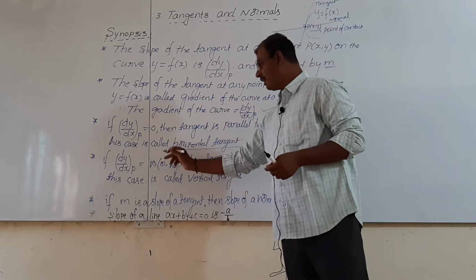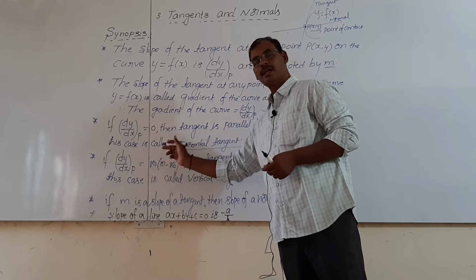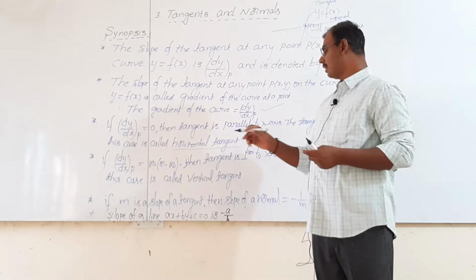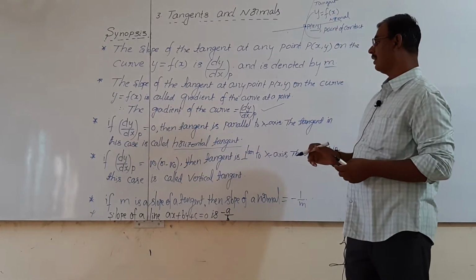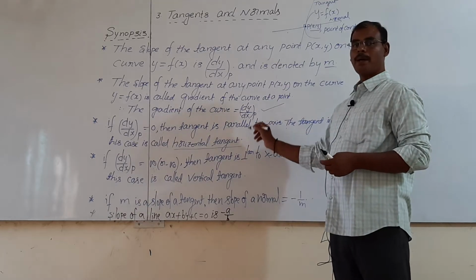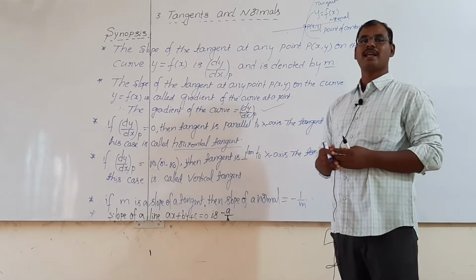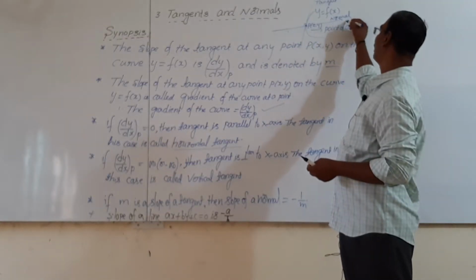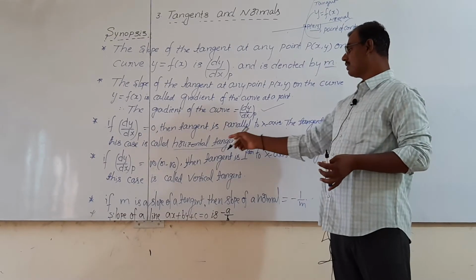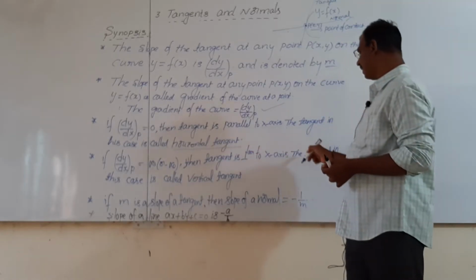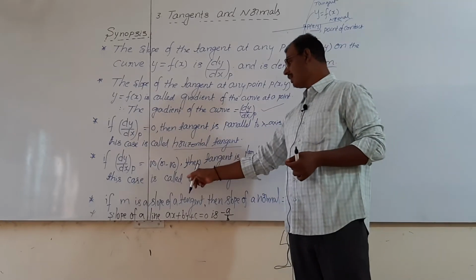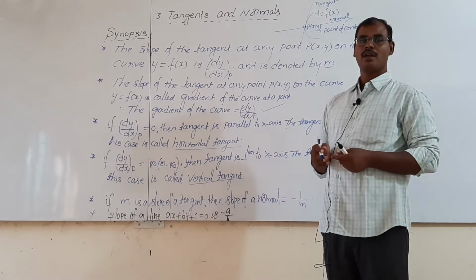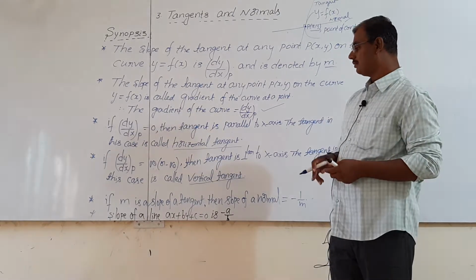If slope is infinity, either infinity or minus infinity, then the tangent line is perpendicular to the x-axis. Perpendicular to tangent, what do you call? Normal line. So, remember all of you, in this case, the tangent is called a vertical tangent.